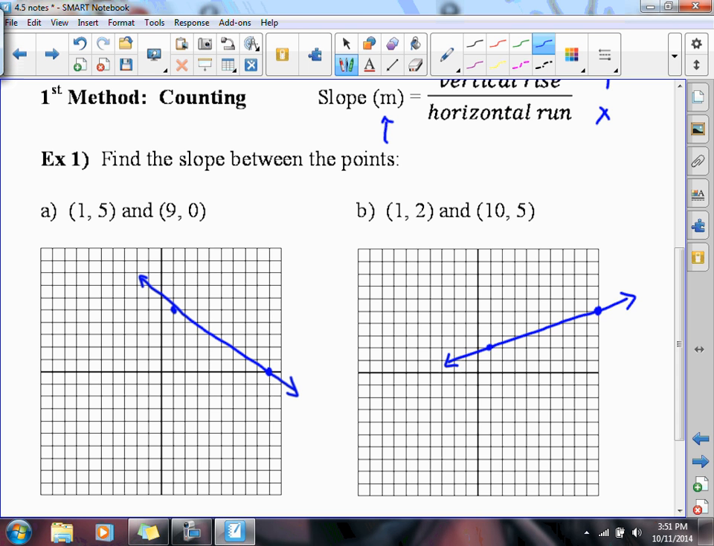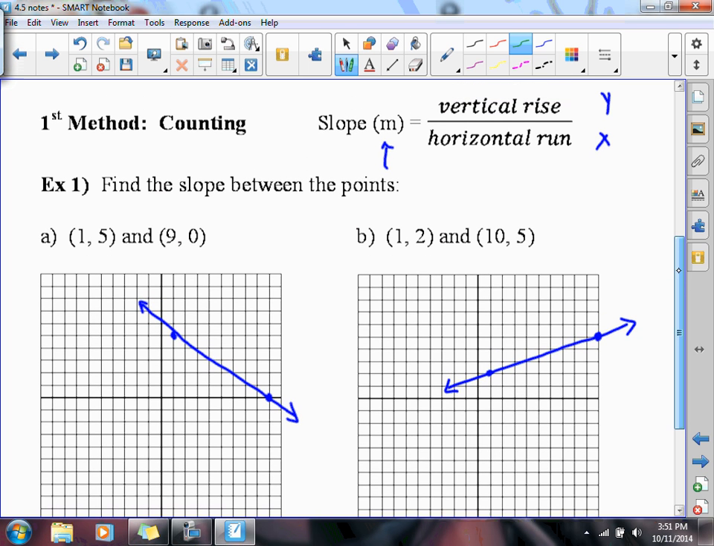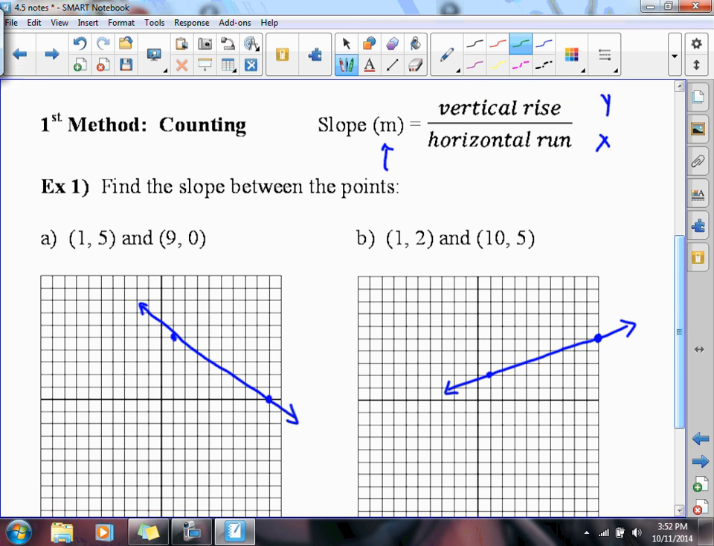Now, to find the slope, I'm actually going to start with part B here. I want to count my rise over my run. Now, the rise is how much we're rising on the y-axis. If I look at a graph, remember we read a graph from left to right. So the first point I come to on the left had a y value of 2. And then my next point had a y value of 5. So I'm actually rising 1, 2, 3 units. So my rise is going to be 3.